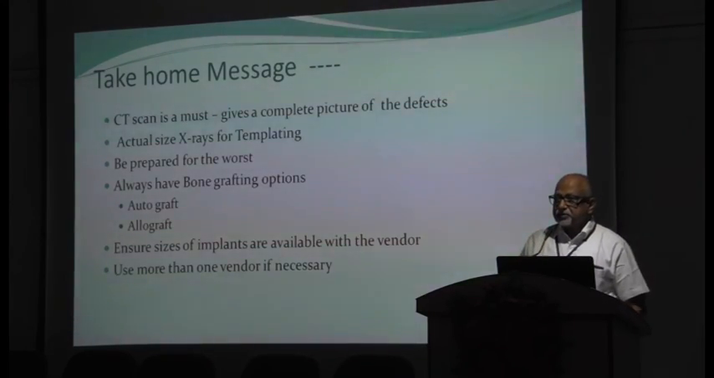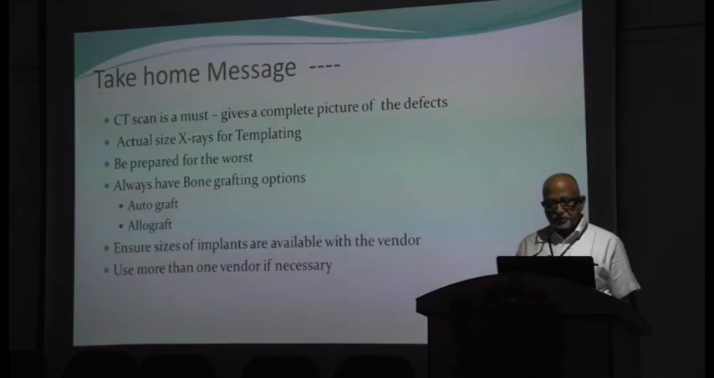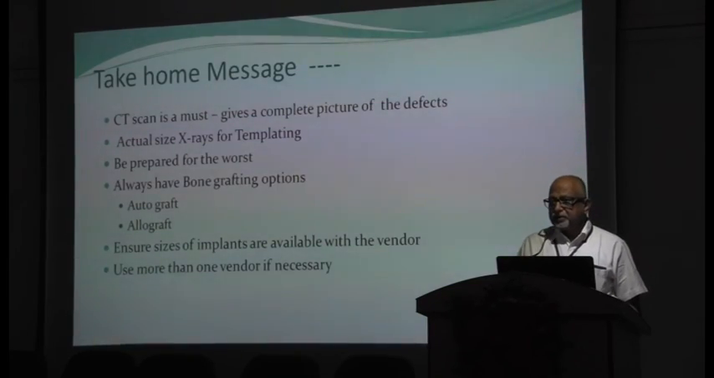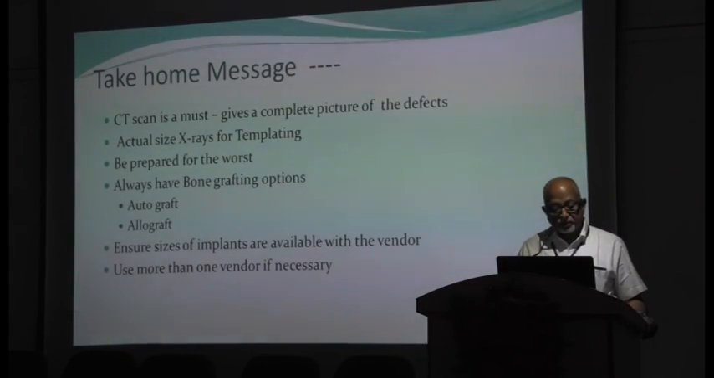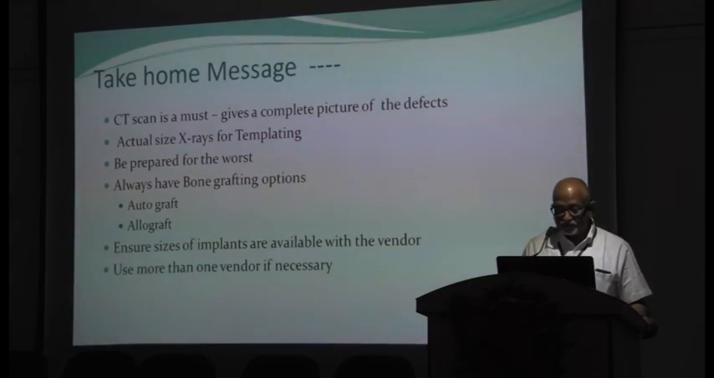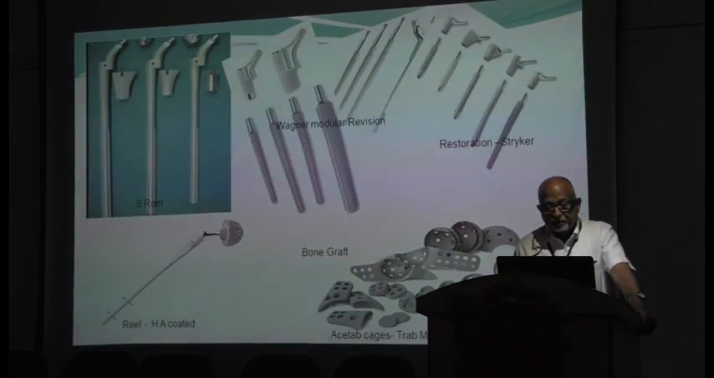Lessons I have learned with these few revisions is that a CT scan is probably a must in all these cases of revision, where you'll understand the amount of defect there is in the bone and the actual size for templating X-rays, and be prepared for the worst. Always have bone grafting options and ensure the sizes of implants are available and a variety of implants available, if necessary, from more than one vendor.